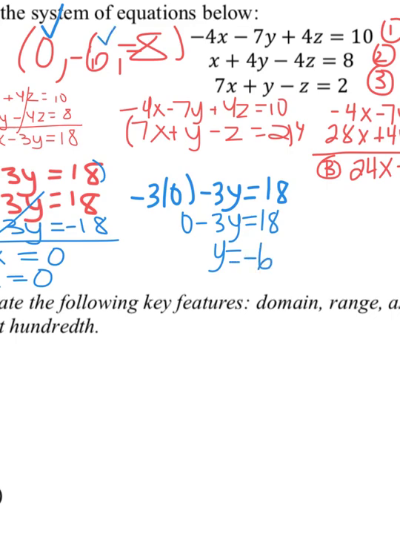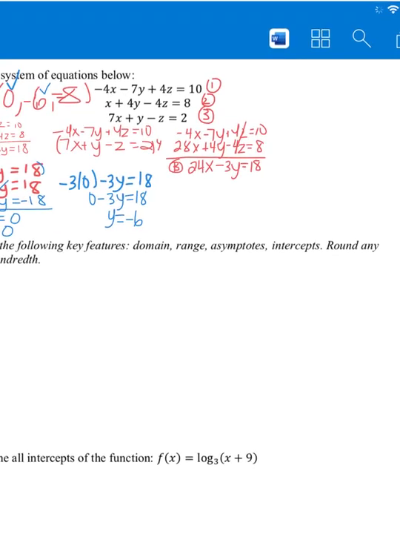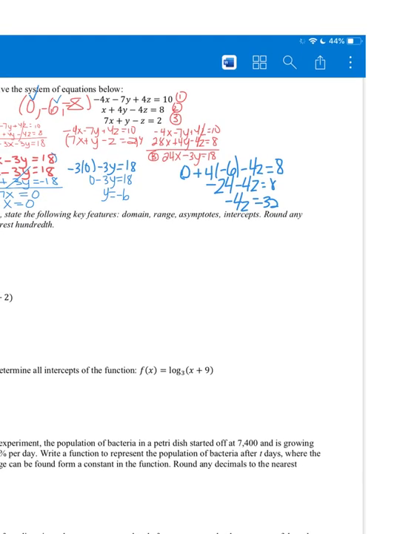So now I use x and y, and I plug it into one of my originals. So I have x plus 4y, so x, I'm going to plug it into equation 2, plus 4y minus 4z equals 8. This is going to be negative 24 minus 4z equals 8. Negative 4z is equal to 32, and you get z is equal to negative 8, which works out as well. So my final answer, you have to write as a point, 0, negative 6, negative 8. Final answer.